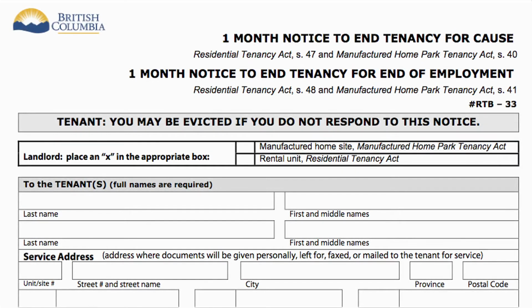Once the tenant has been given sufficient warnings that they need to improve or correct the behavior, and if they still haven't done that, you can then issue them with a 1 month notice for cause. And once again, if they haven't vacated at the end of that notice, then we can follow the eviction process.